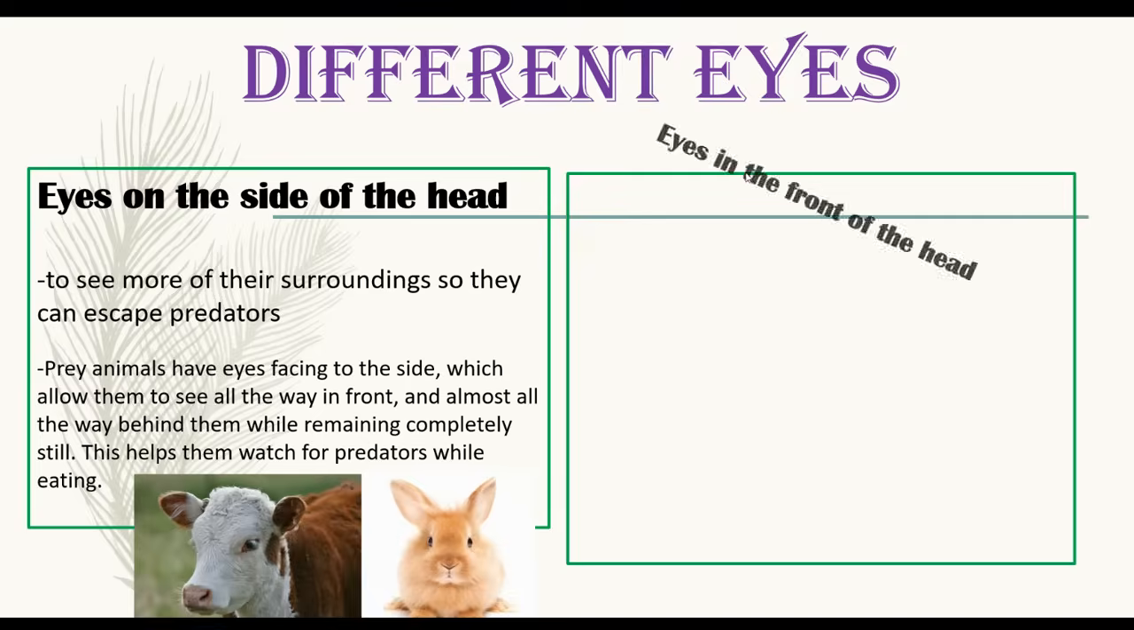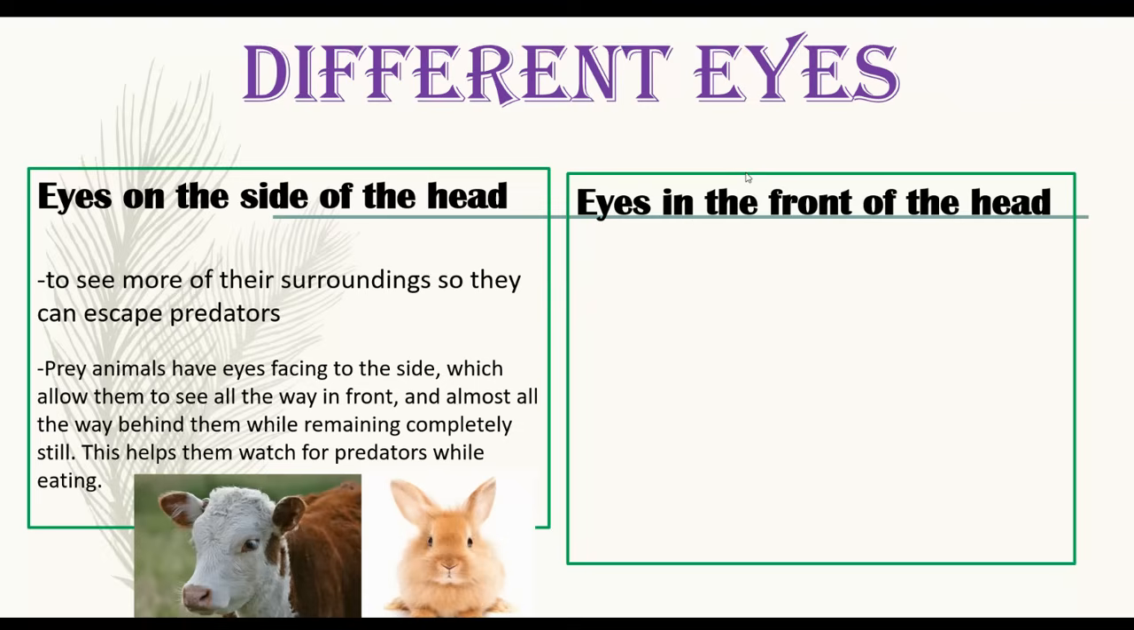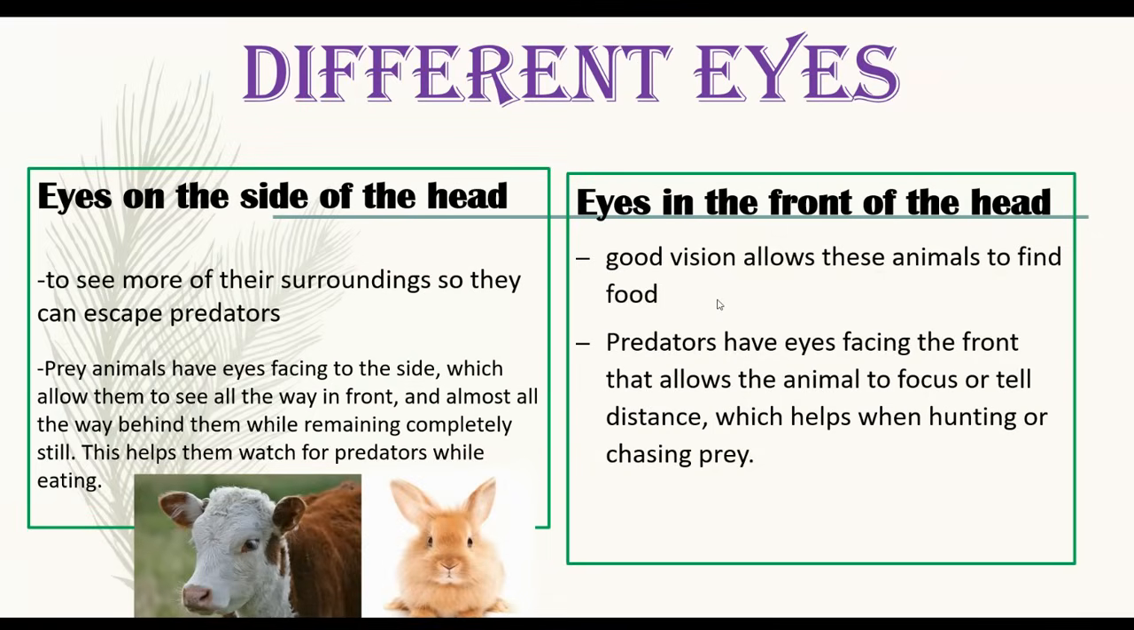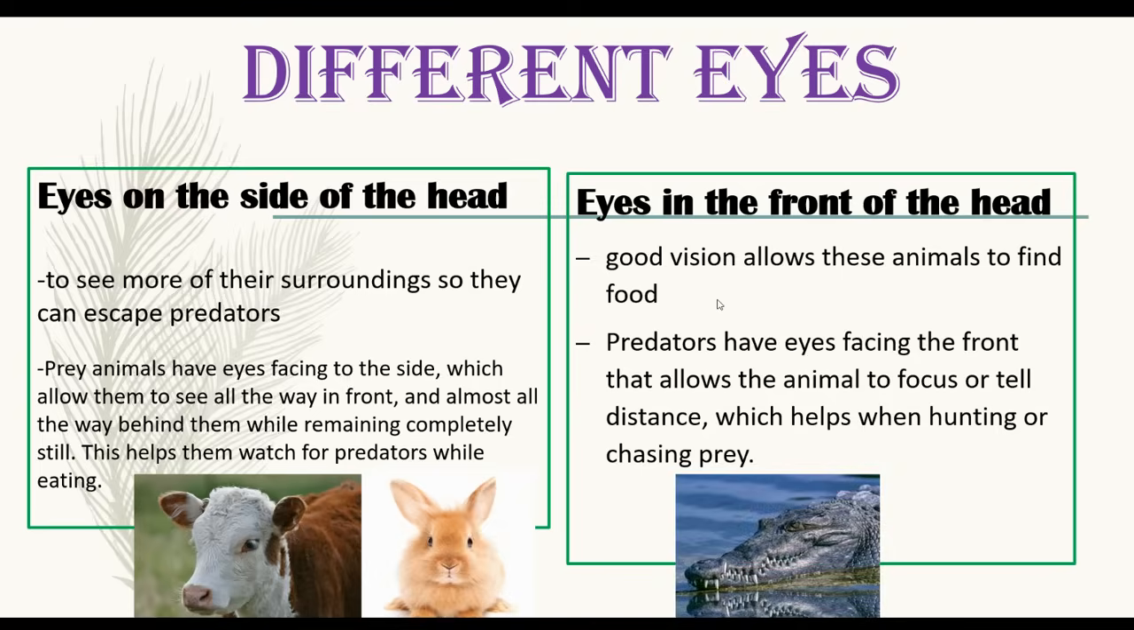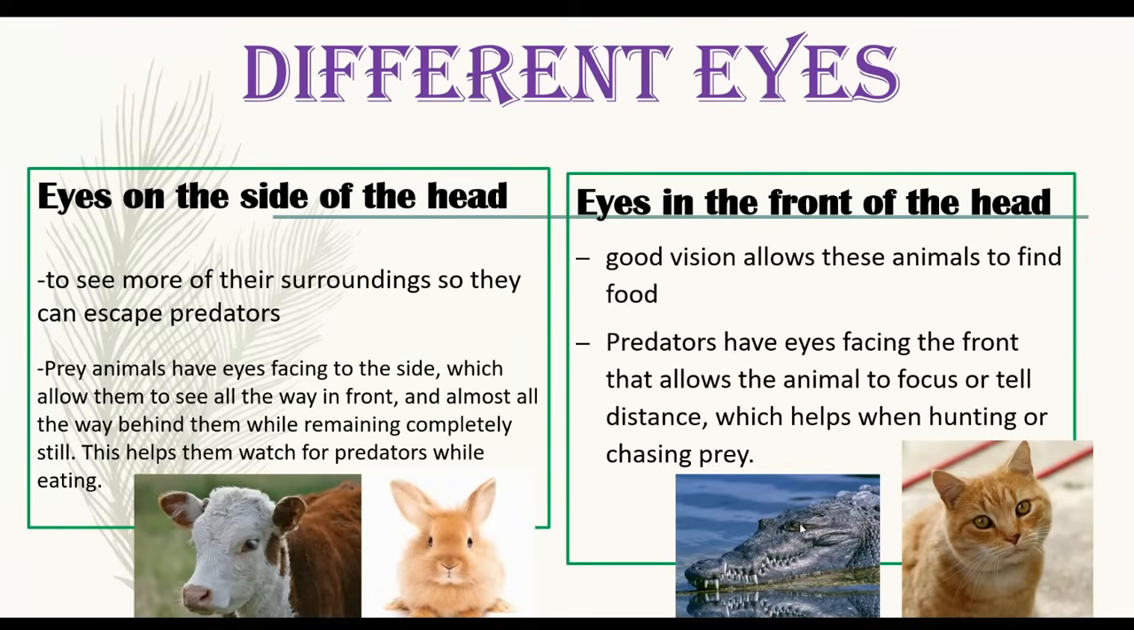The other type of eyes are eyes in the front of the head. Some animals have eyes in the front of the head for good vision, which allows these animals to find food. Predators have eyes facing the front that allows the animal to focus or tell distance, which helps when hunting or chasing prey. These are good examples. Again, eyes right in the front so they can see what they're going to eat and focus on what's in front of them. So these are two different types of eyes, eyes on the side and eyes right in the front.